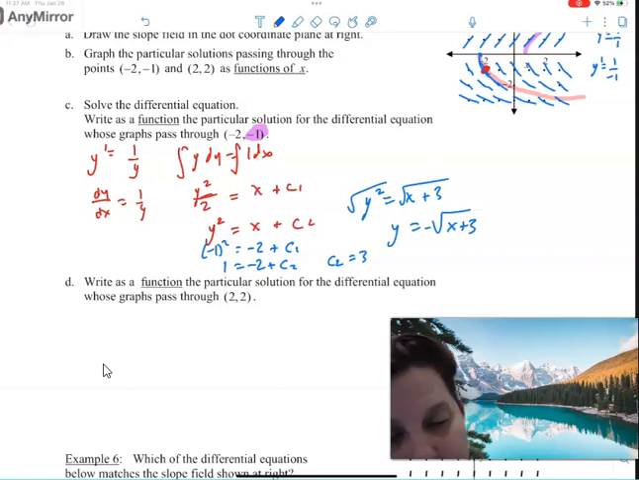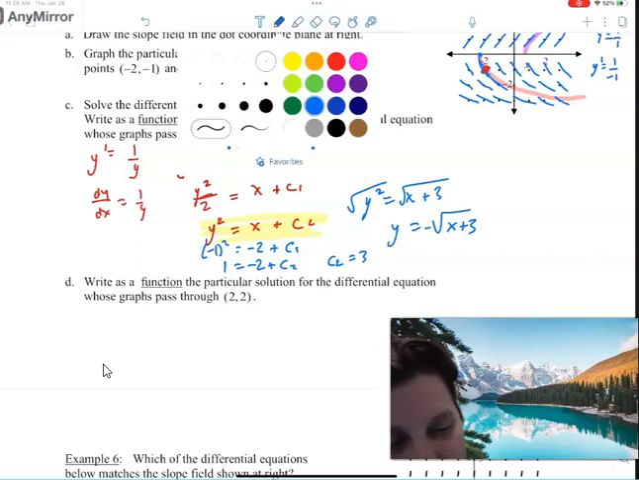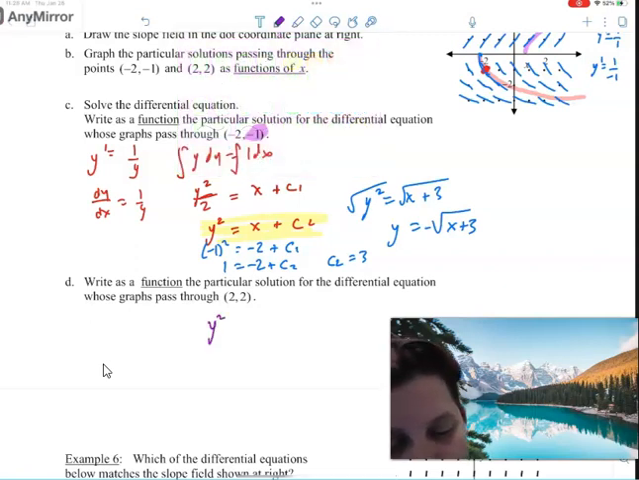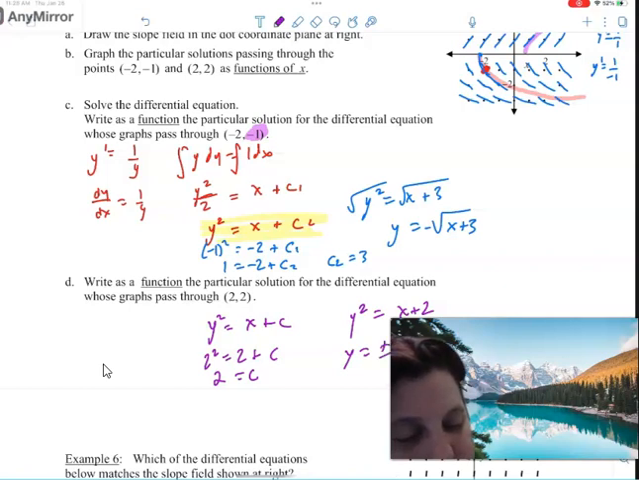Now for this one, I can go from this point right here. We have a constant there. So for this one, y squared is x plus my constant. So 2 squared is 2 plus a constant, so the constant is 2. So y squared is x plus 2. When I square root both sides, it's plus or minus the square root of x plus 2. And since y is a positive number, I'm picking the positive one.